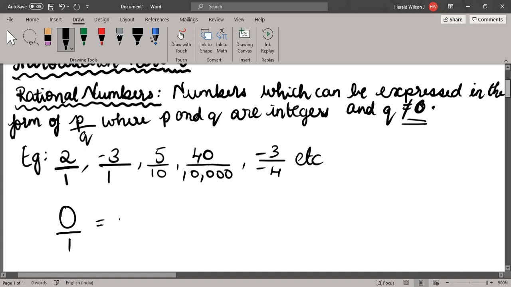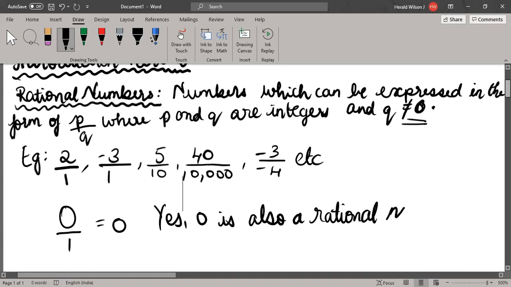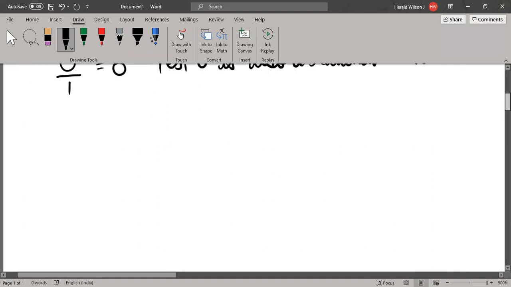What is 0 by 1? 0 by 1 is nothing but 0, no? And here P and Q are again integers and Q is not equal to 0. So yes, 0 is also a rational number. You have this question in your exercise 1.1, whether 0 is a rational number or not. There we will answer that question, and I hope you will remember this concept when we answer that. Clear? So now we have studied rational numbers and examples of rational numbers, right?